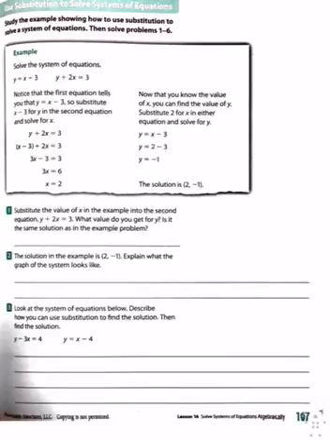Problem number 1. Substitute the value of x in the example into the second equation, y plus 2x equals 3. What value do you get for y? Is it the same solution as in the example problem?